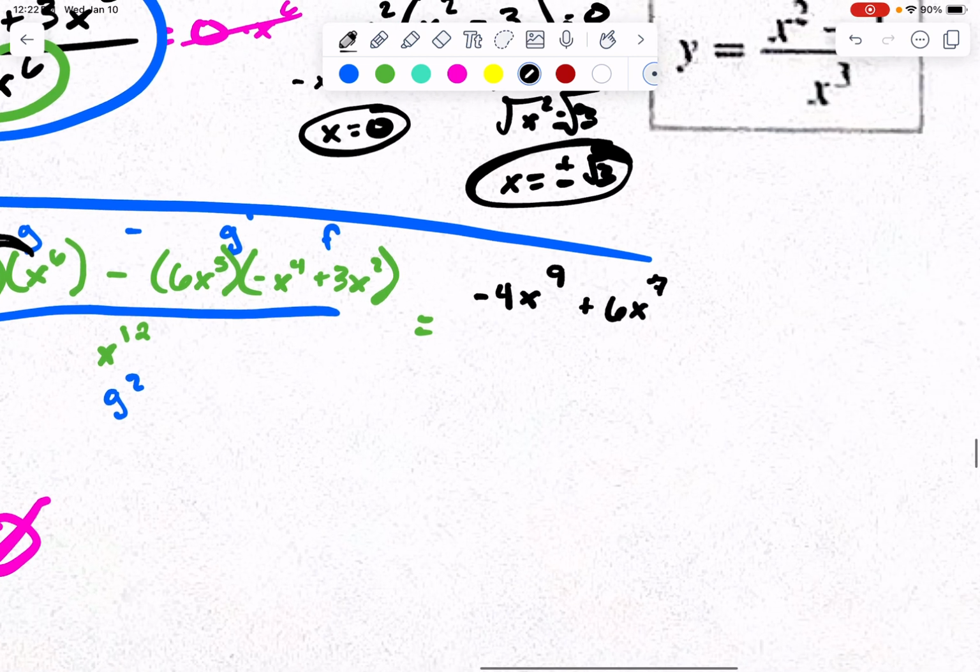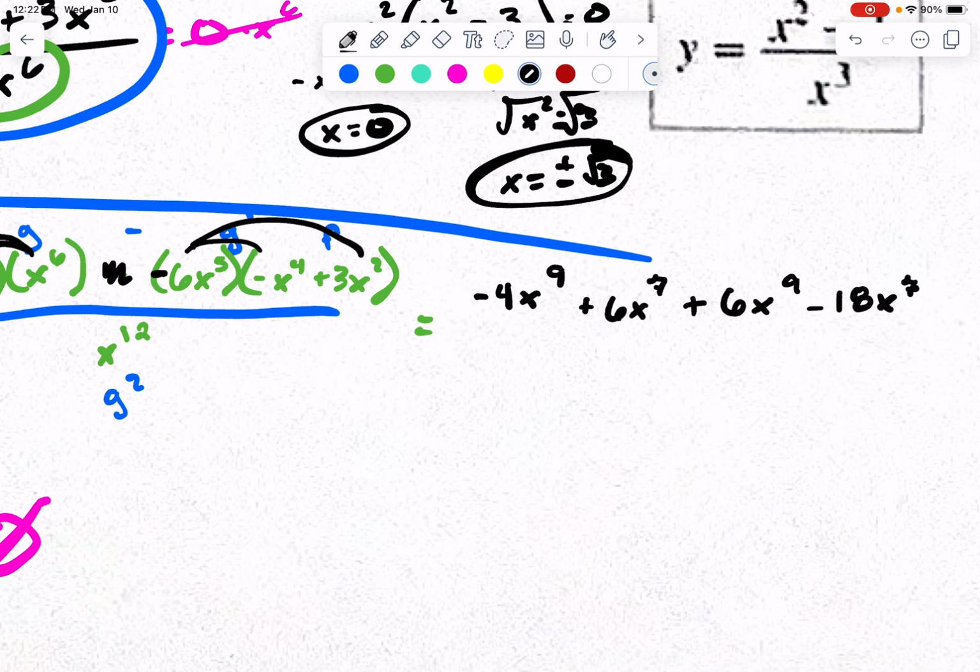All right. Now we got to do this, and keep in mind that that's a negative 6x to the 5th. So that will be plus 6x to the 9th minus 18x to the 7th. Okay, that's not terrible. We can manage that. That'll be okay. I think I did that right. Yep. All over x to the 12th power.